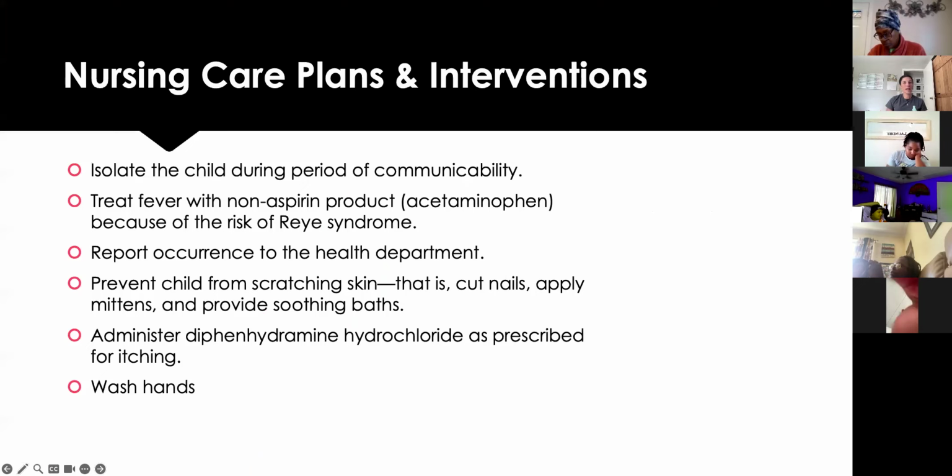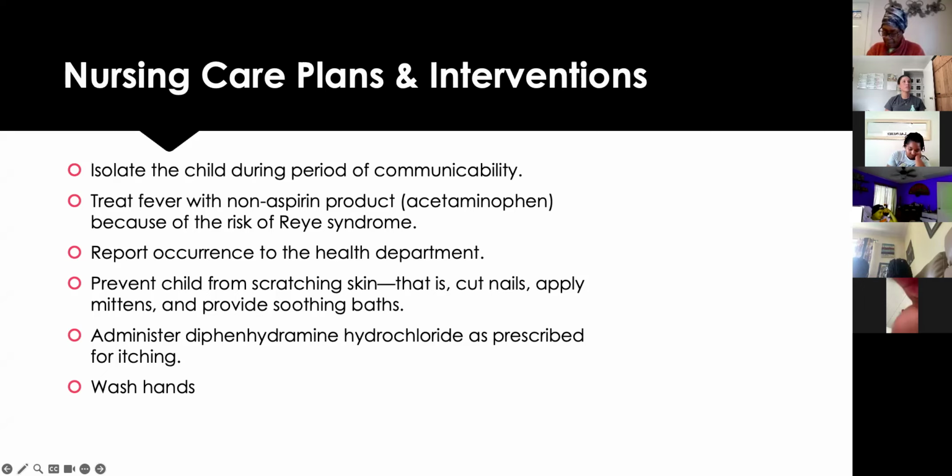So anytime we have a communicable disease, we need to make sure that we are isolated during the time that we're contagious. We want to treat any fever with a non-aspirin product. So acetaminophen or Tylenol is going to be your best bet so that we're not causing Reye syndrome. Some of these have to be reported to the health department, like we talked about. So making sure you're aware of which ones require reporting.